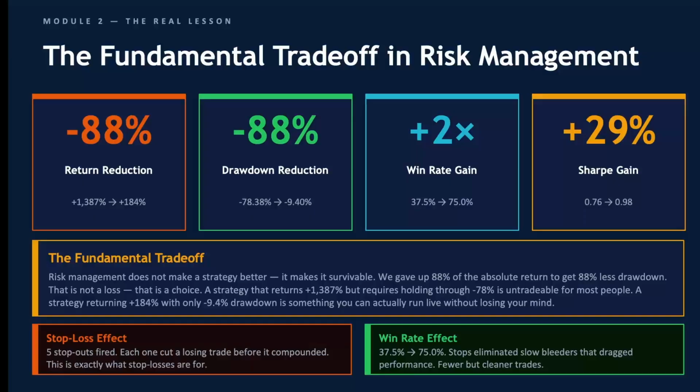Here is the honest lesson. Risk management does not make a strategy better. It makes it survivable. We gave up 88% of the return to get 88% less drawdown. And 5 stop-outs fired and each one did its job. The win rate went from 37.5% to 75%. And that is the system working exactly as designed.